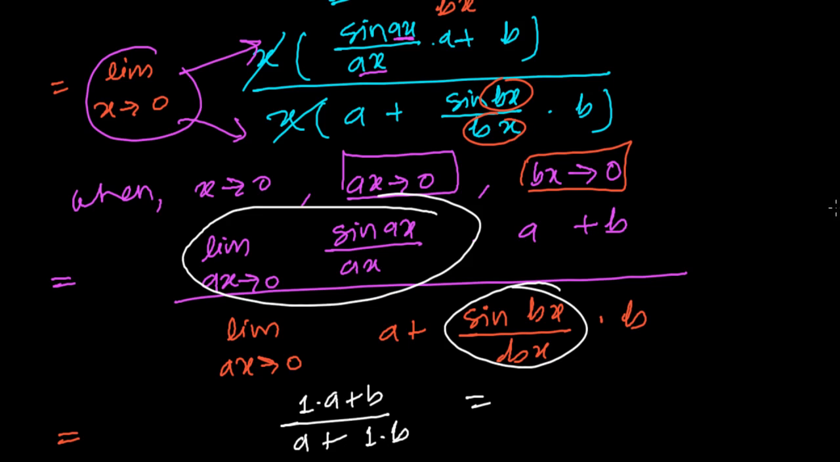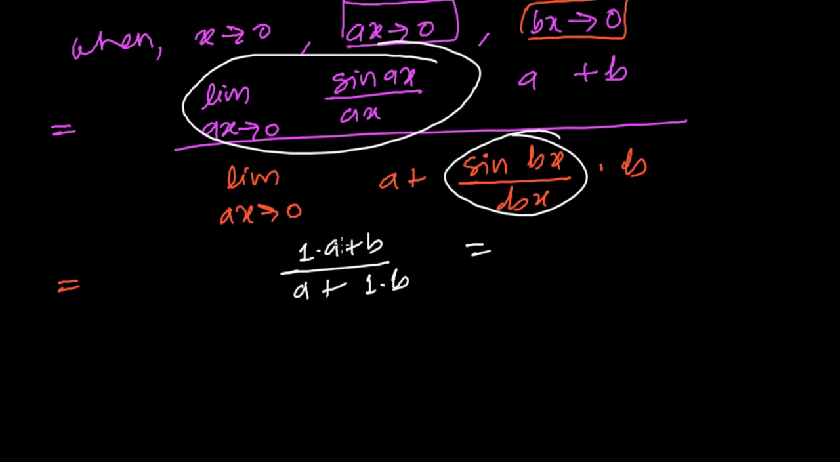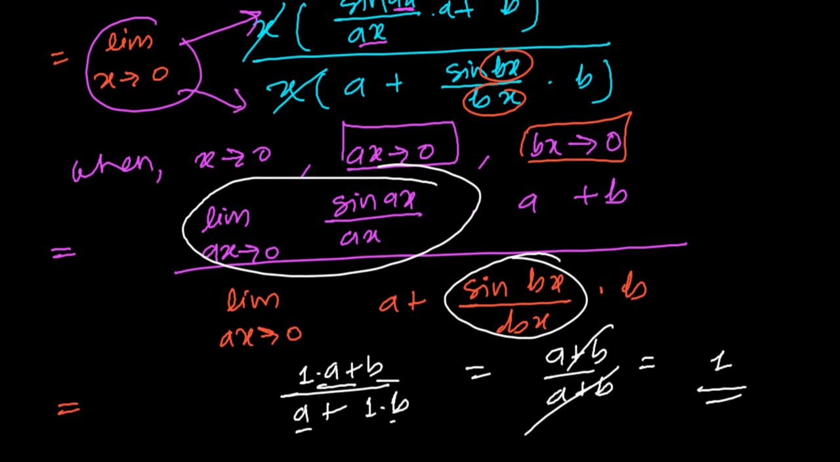Take a look, very simply: a plus b over a plus b. So guess what the answer is? Yes, that's 1. Everybody can guess, right? So this is how we need to solve it.